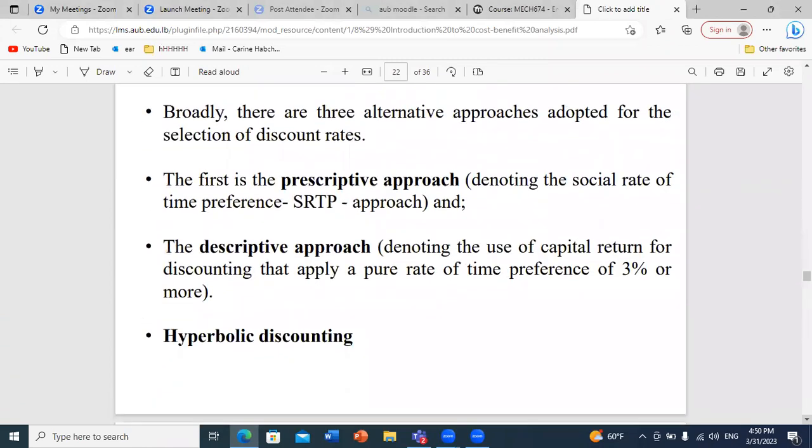So broadly, there are several alternative approaches to adopt for the selection of discount rates. We'll go over them now. So the first one is the prescriptive approach, denoting the social rate of time preference (SRTP) approach. We have the descriptive approach, denoting the use of capital return for discounting that applies a pure rate of time preference of 3% or more. And we have the hyperbolic discounting.